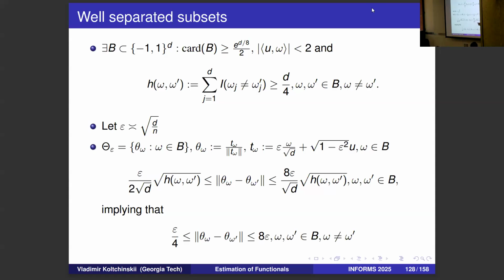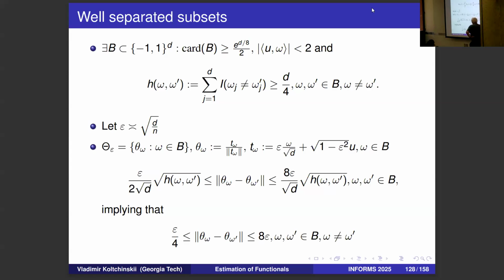Hamming distance is always smaller than d, right? So it will be larger than d over 4 for all omega not equal to omega prime. Okay, so kind of well-separated binary vectors in Hamming distance, okay? If I did not have this extra condition, it would be one of the versions of what is called the Varshamov-Gilbert lemma, used in information theory and used a lot in the various techniques of proving lower bounds in statistics.